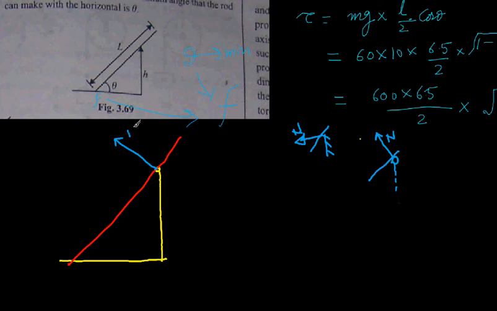Okay, let's take this one as N1. And here also you will get some normal from the ground, that should be equal to N2, and the weight of this rod mg, at angle theta. If this is the angle theta, take a component here, one in this direction, another in this direction. This is 90 minus theta, this should be theta. This should be N1 cos theta, and this should be N1 sin theta.